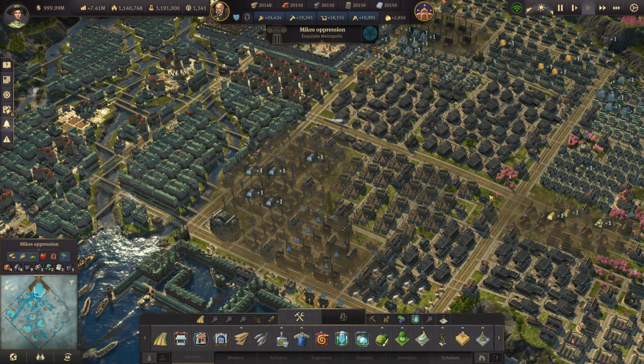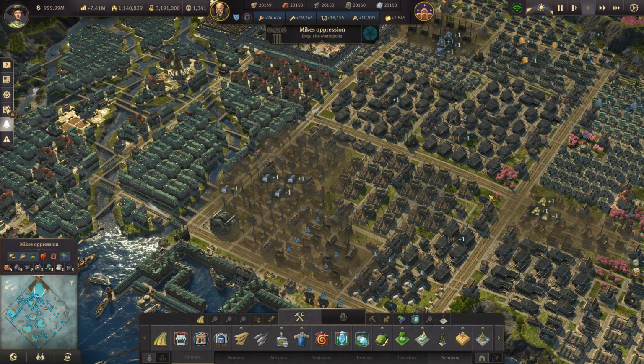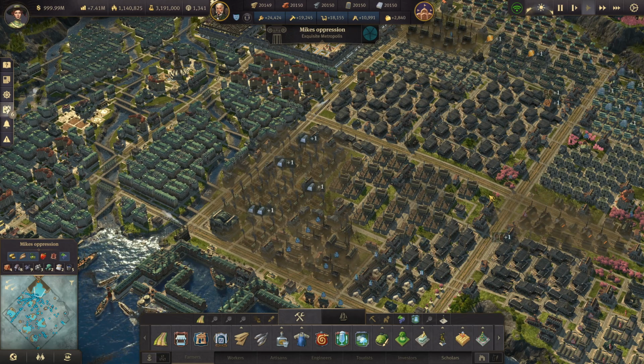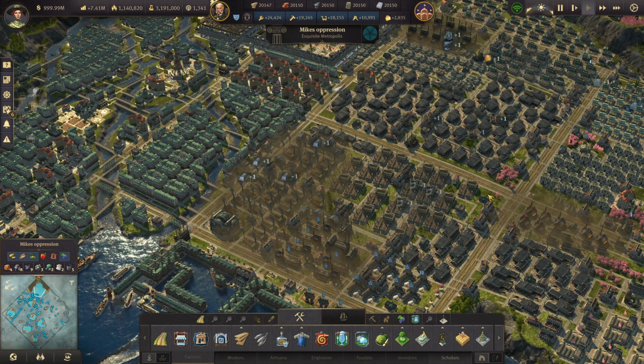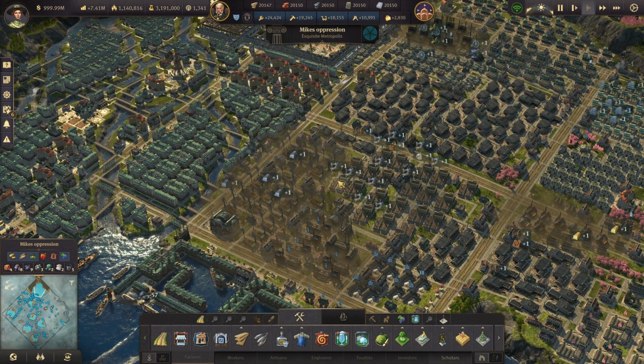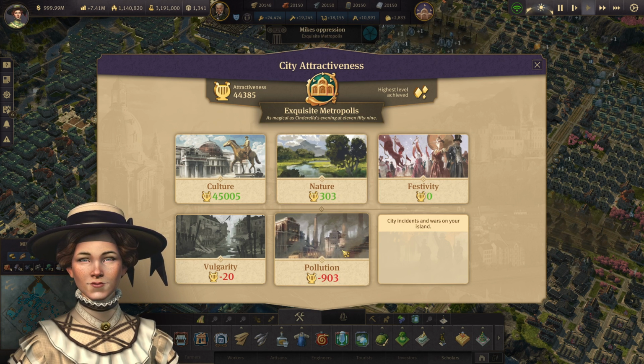Next along, we'll have a look at pollution. We're going to have a look at what sort of buildings can actually contribute to pollution, how you can see before you place them down, and as a visual aspect. So we have a look at this beautiful economic state here of smog. If we have a look, we are at 903 pollution.